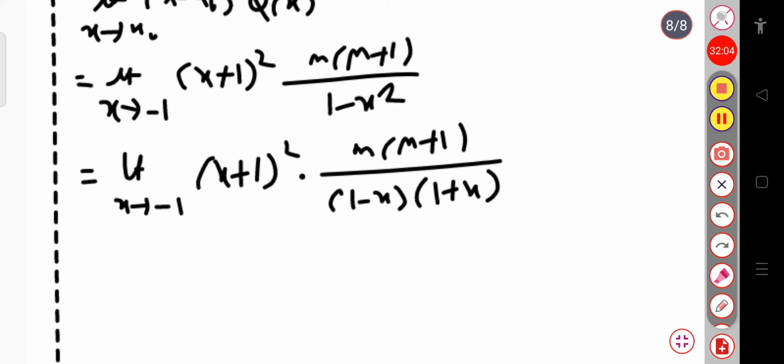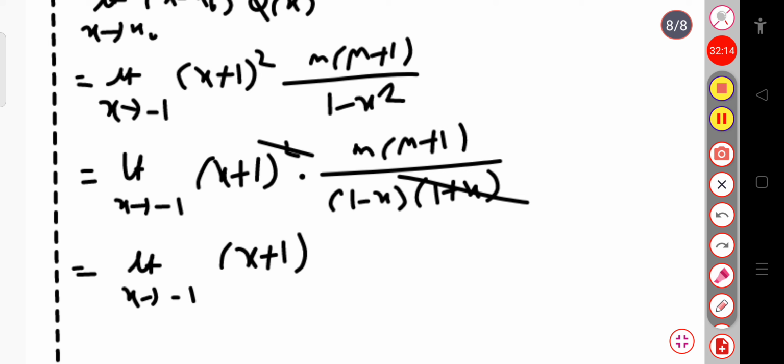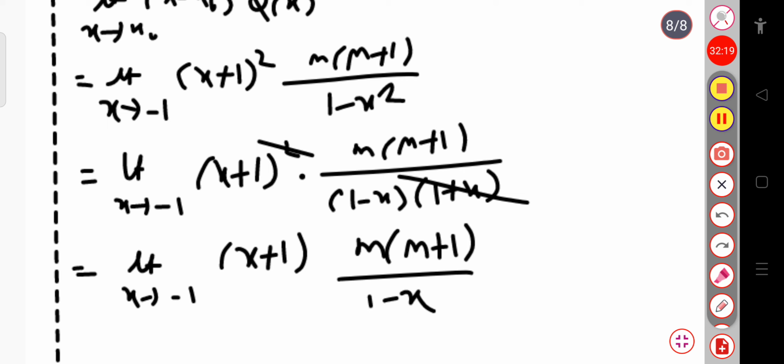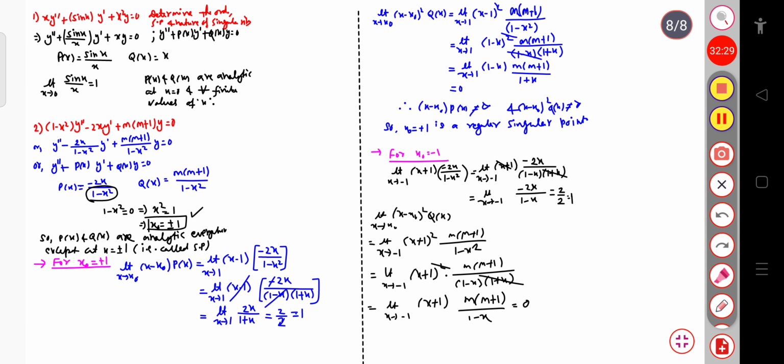So 1 plus x and 1 plus x cancel from the numerator and denominator. This will be limit x tends to minus 1, x plus 1 into m plus 1 divided by 1 minus x. And here if I put the value minus 1 in place of x, this will be minus 1 plus 1 equal to 0. So the value goes to 0. So here you will get the value 0, and also here the value is 0. You can see here its value is 1 and here its value is 0. So both are finite.